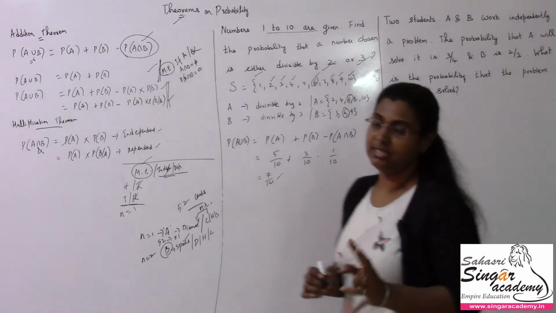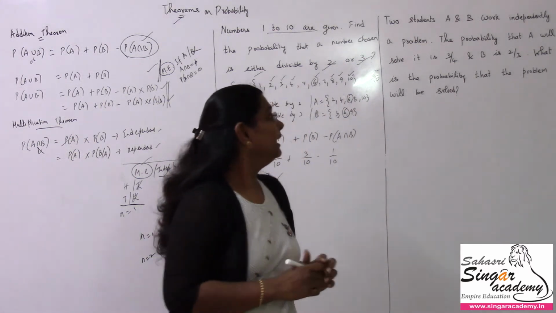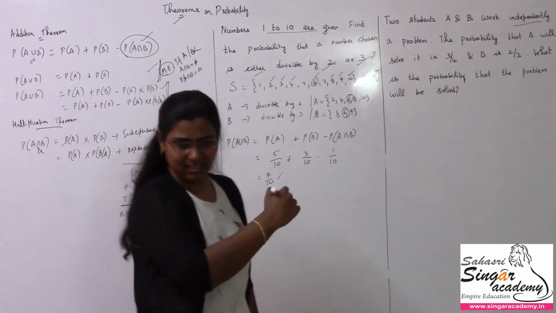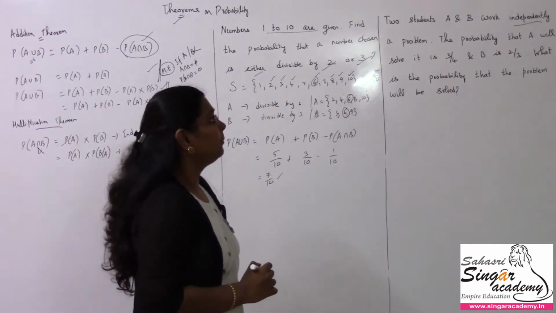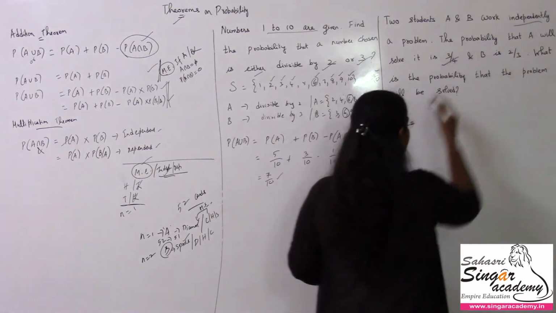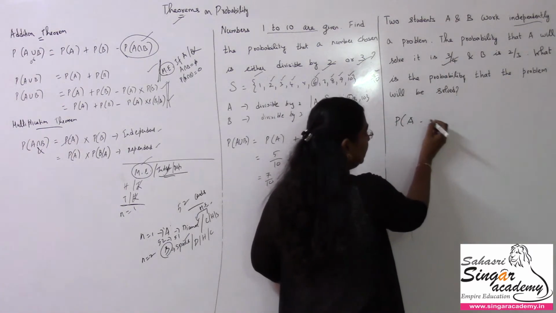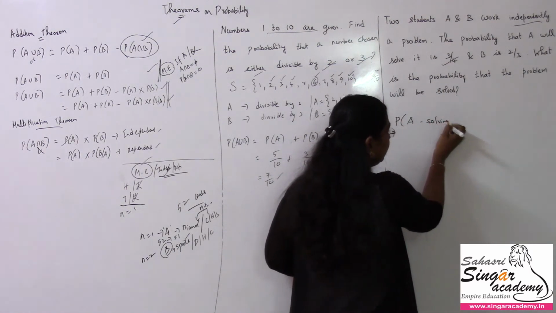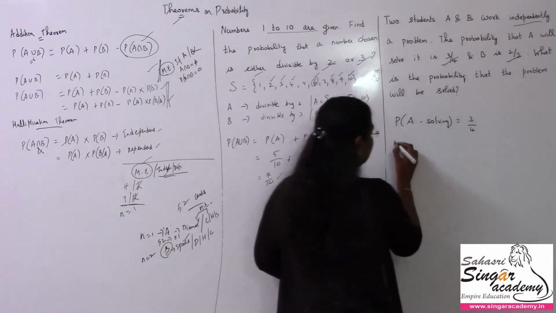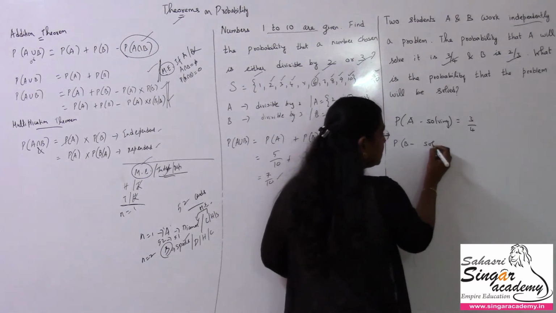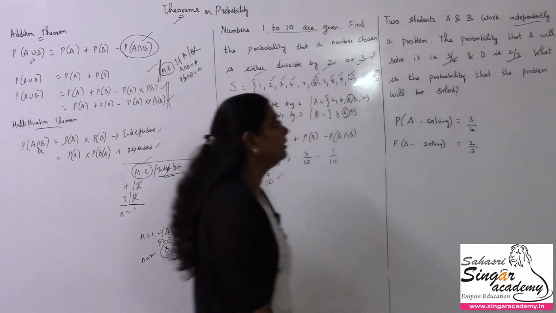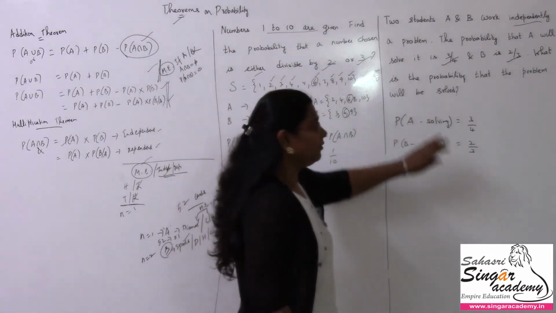So there are 2 students A and B who are working on a problem independently. Independently is given only as extra knowledge, I will discuss what it means when I come to it. The probability that A will solve it is 3 by 4. So the probability of A solving the problem is given to be 3 by 4 and B is 2 by 3. The probability of B solving the problem is 2 by 3. Fine. What is the probability that the problem will be solved?